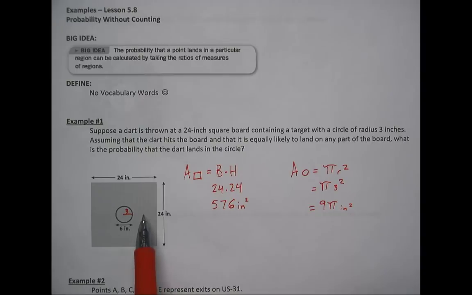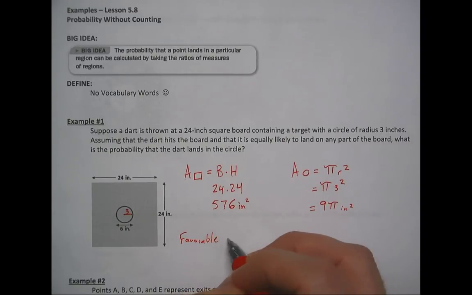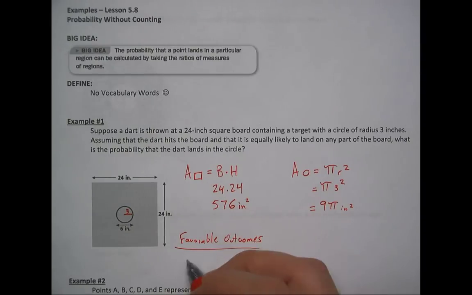All right, so if we want to find the probability, we want to put our favorable outcomes over our total number of outcomes.